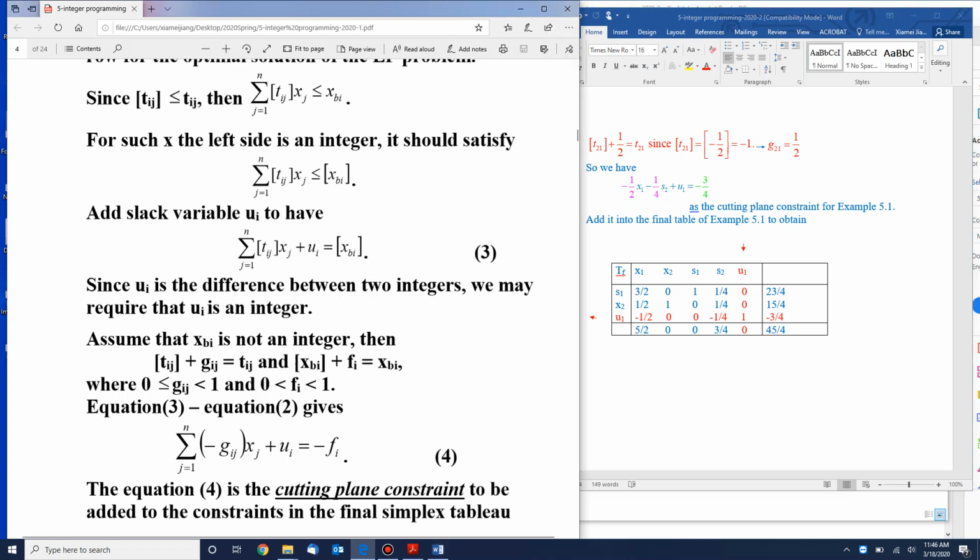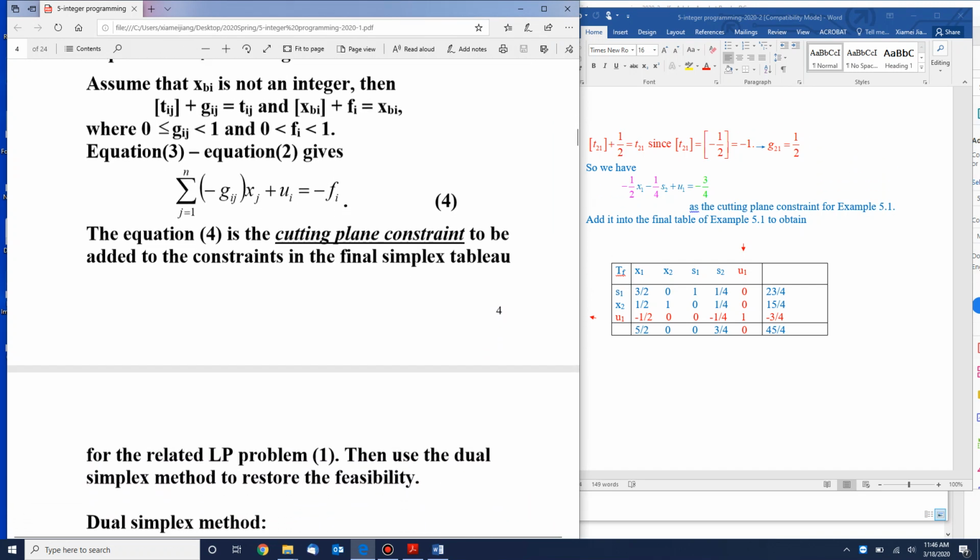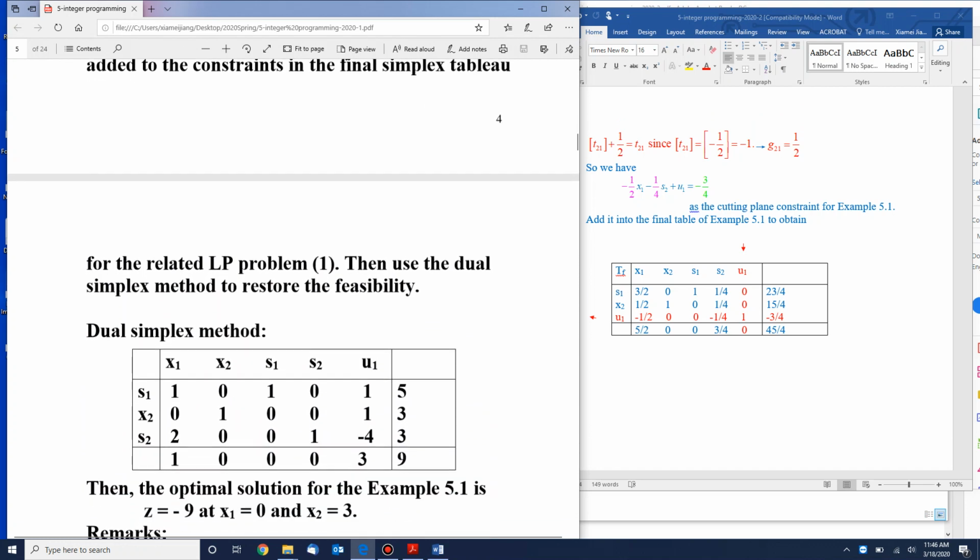So we use the dual simplex method to restore the feasibility, and once we work it out, we find that the final tableau is like this. So this gives us x1 still a non-basic variable with value 0, and x2 equals 3. So this actually is the same as what we did in the graphic solution. The optimal solution for example 5.1 is z equals minus 9 at x1 equals 0 and x2 equals 3.